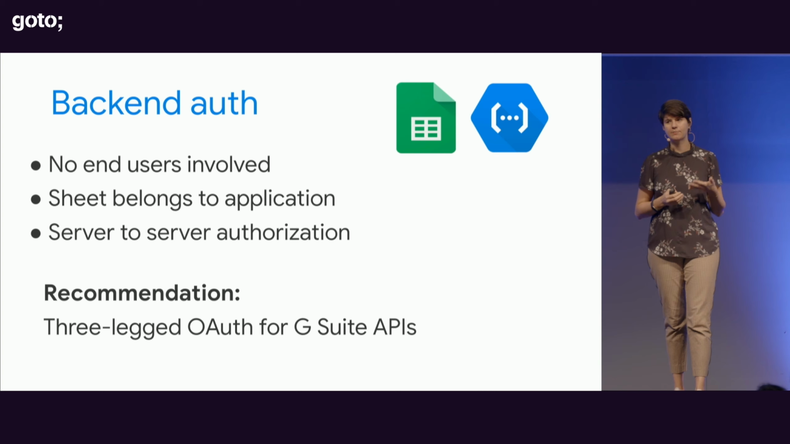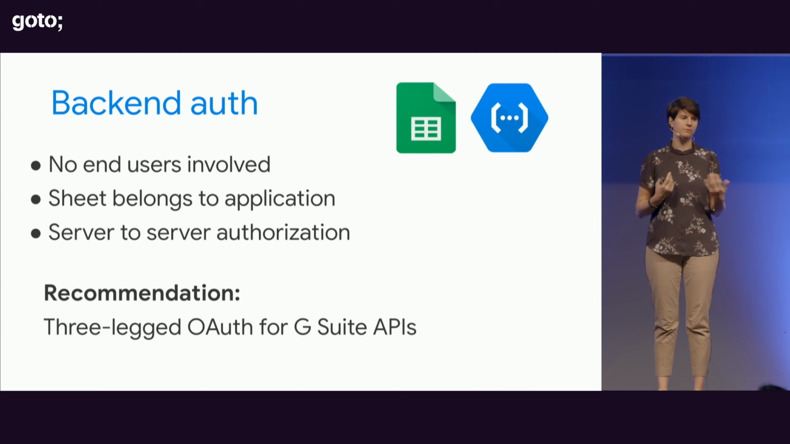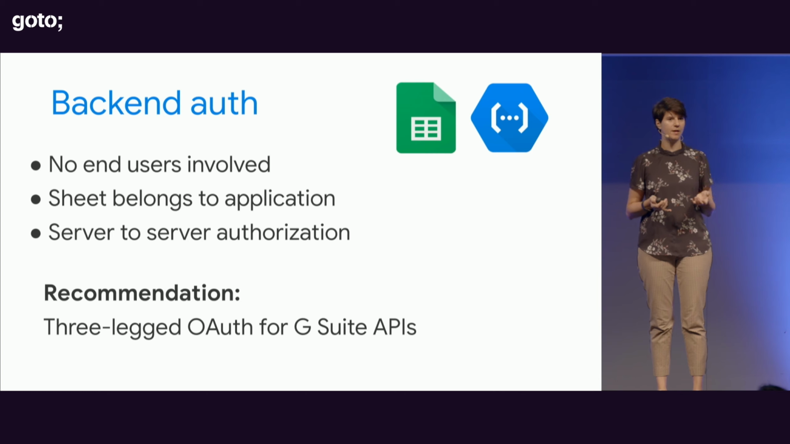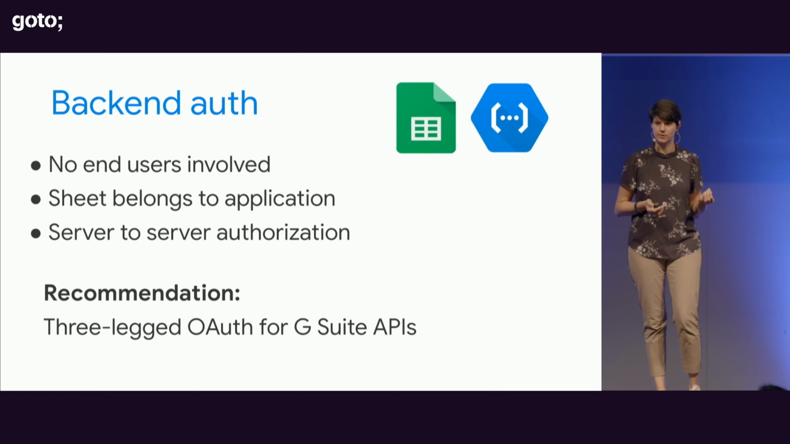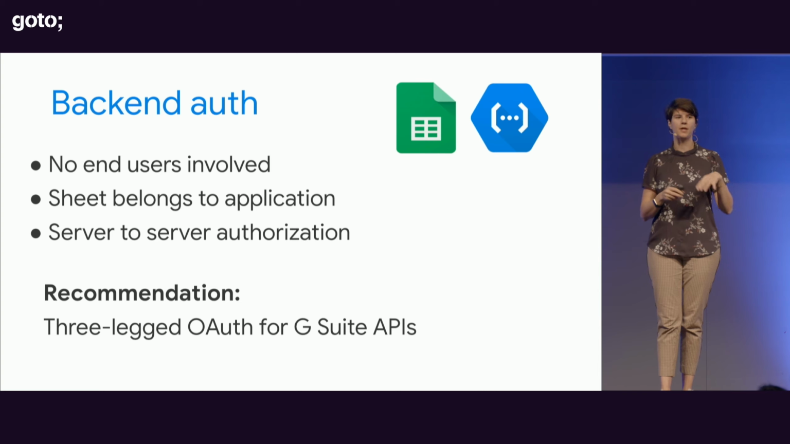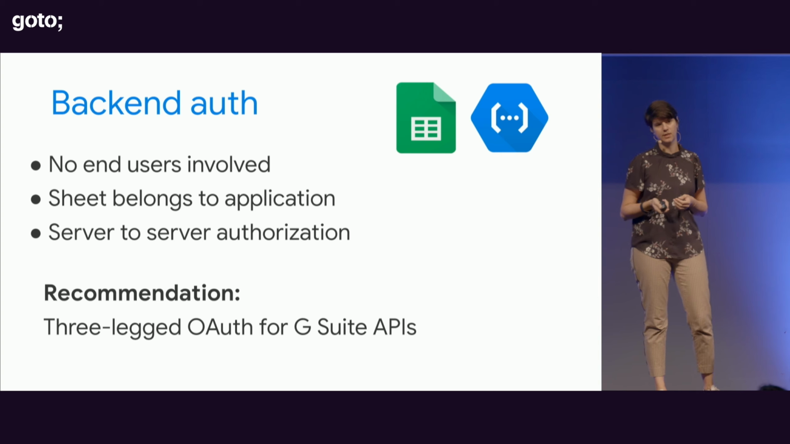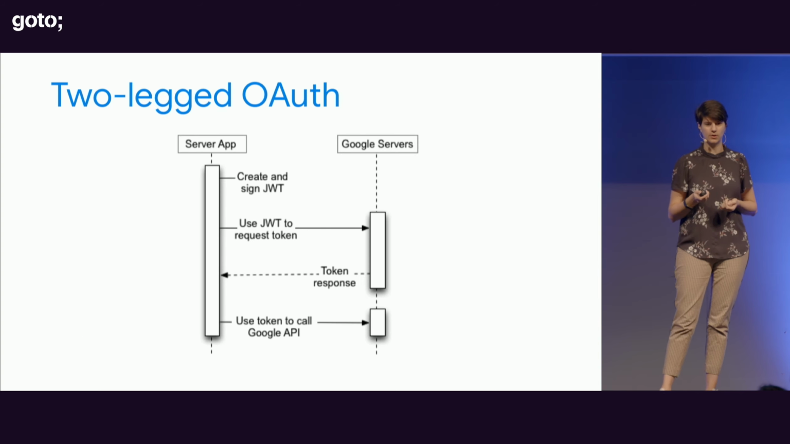A little heads up, though: usually when you work with resources like sheets or docs or slides, and you have a real-world application, you always want to use three-legged OAuth and have these resources belong to end users. If you think about it, if you have a real application with millions of users, you don't want your app to own millions of spreadsheets. You want every user or every team to own their own spreadsheets. So usually best practice is three-legged OAuth when you work with sheets and docs.